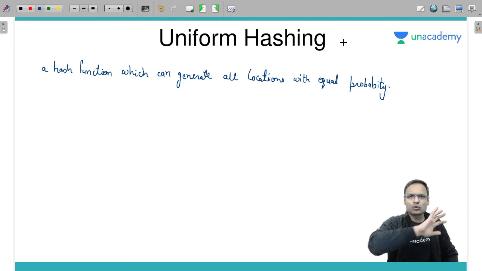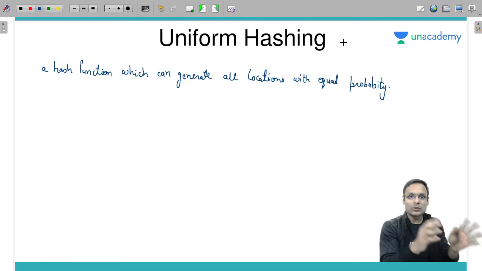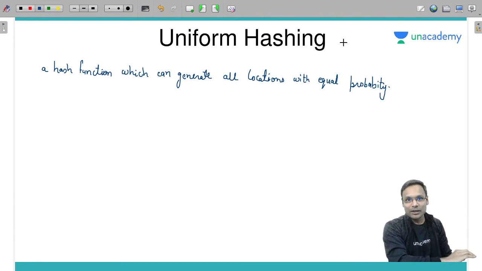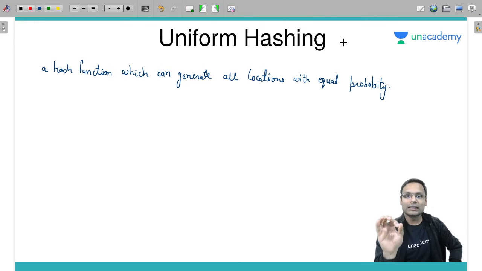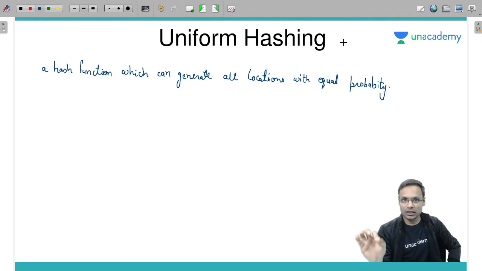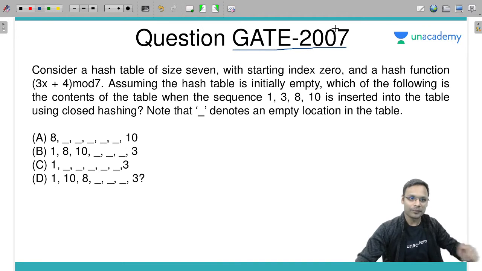I hope all these small points are clear. Why? Because based on all these points we are going to solve some questions. If you are able to understand each and every previous concept, then we will be able to understand how to solve the questions. Okay, fine. Now question number 1 for the day. It's a GATE question 2007.